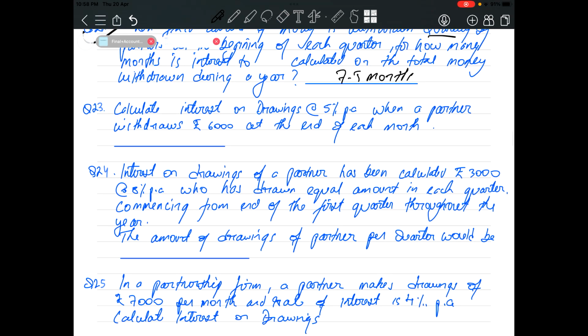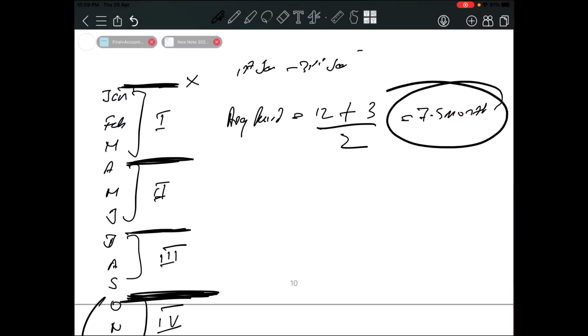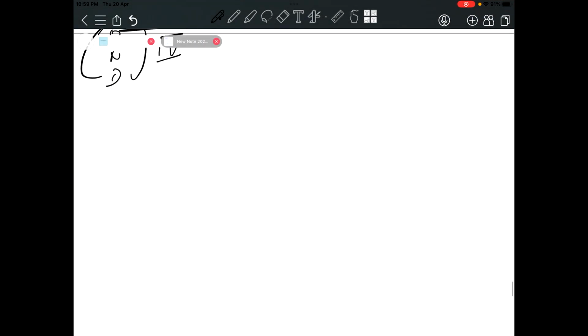Now come to question number 23. What is question number 23 saying? Calculate interest on drawings at the rate of 5% when a partner withdraws rupees 6,000 at the end of each month. Now he's withdrawing 6,000 at the end of each month, and we have to calculate interest on drawings.